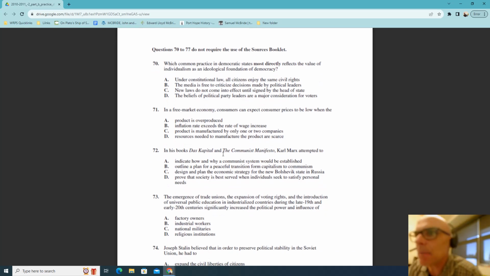In his books Das Kapital and the Communist Manifesto, if you haven't read it, just say, oh, okay. Karl Marx attempted to do what? Indicate how and why a communist system would be established? I mean, seems like it. Outline a plan for a peaceful transition. Well, we know he said it was going to be violent, so it's not that. Design and plan the economic strategy for the new Bolshevik state.